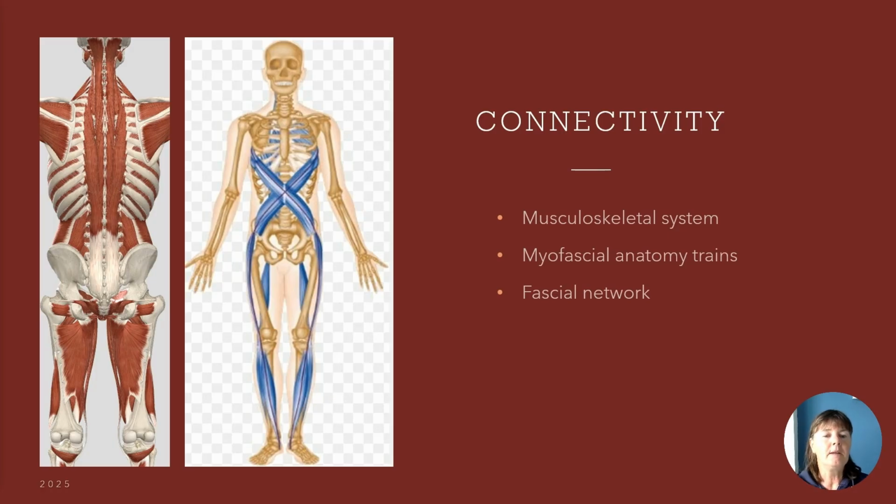Tom Myers has made us aware of the myofascial anatomy trains, the muscular fascial connections that run from top to bottom of the body. These are incredibly important connections that can explain why, for example, neck pain can be associated with a torsion of the body and pain in the lateral side of the knee.